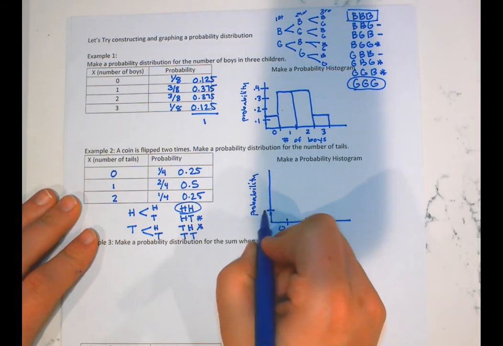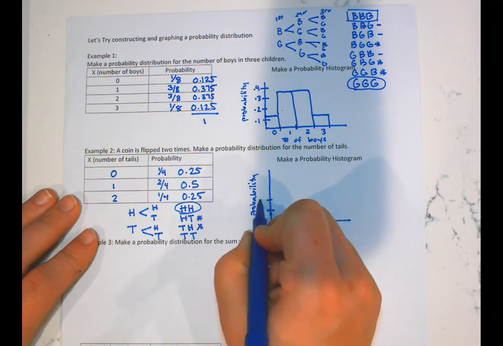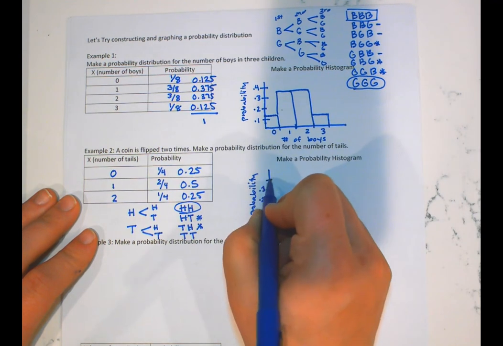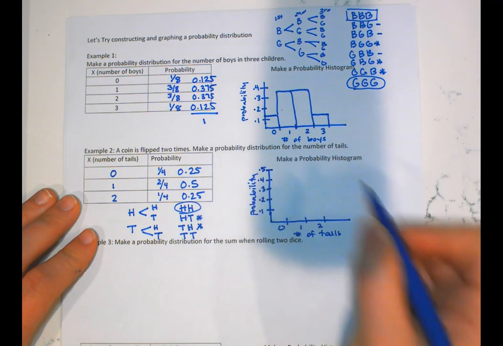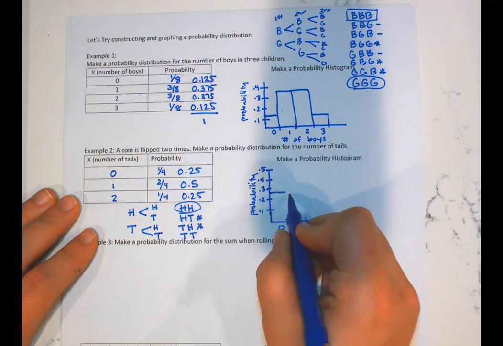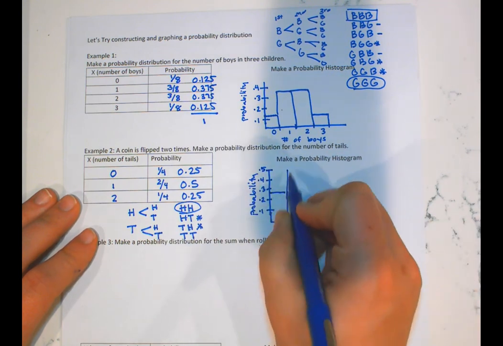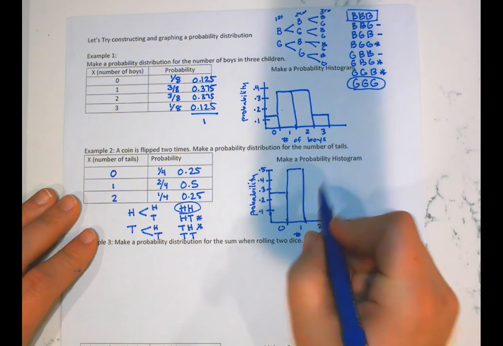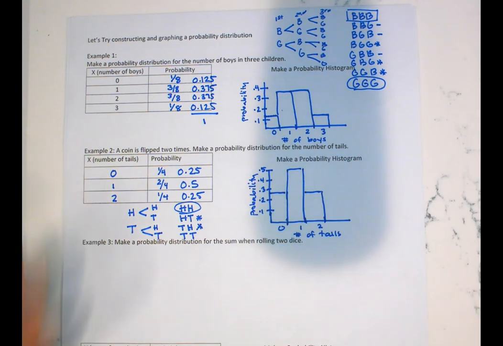And I get, let's just count by 0.1 again. So 0.25 would be about there. Then this is 0.5. And then this is 0.25. So there would be my probability histogram for this one.